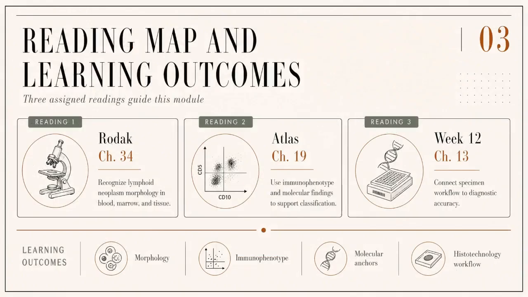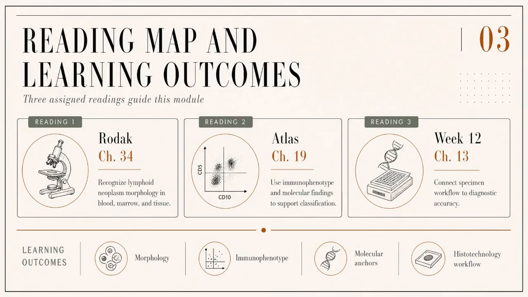As we begin this module, it is essential to understand the roadmap that will guide our exploration of mature lymphoid neoplasms, a complex and diagnostically challenging group of hematologic malignancies. This slide outlines the 3 foundational readings that structure our learning journey, each representing a critical pillar in the histotechnologist's and hematopathologist's toolkit: morphology, immunophenotyping, and molecular diagnostics. Together, these domains form the backbone of accurate diagnosis, effective specimen processing, and ultimately, patient care.